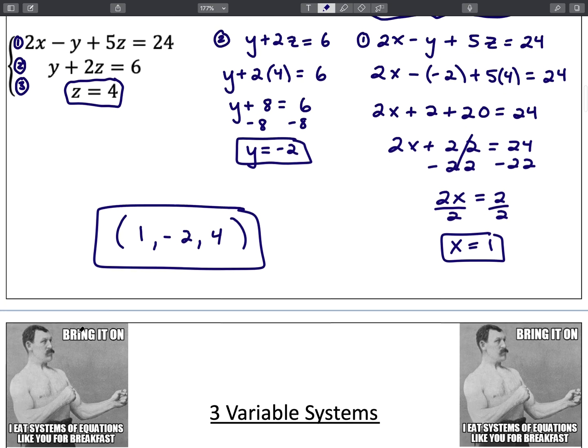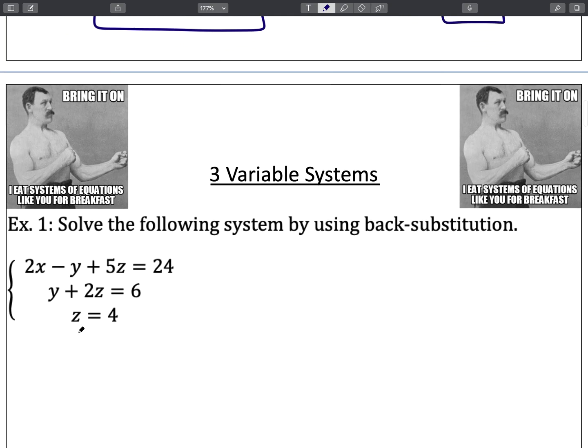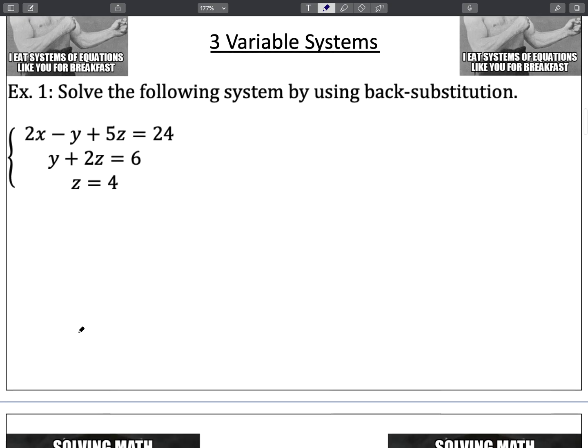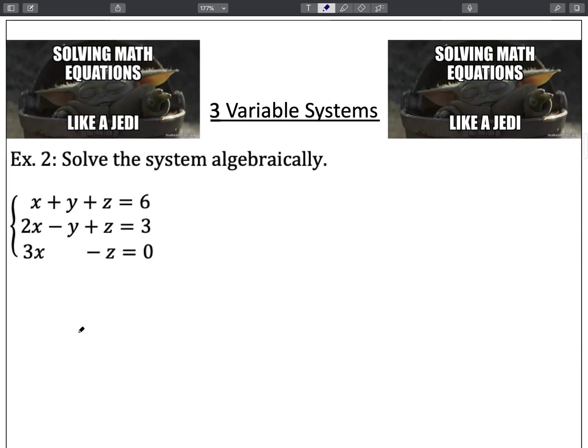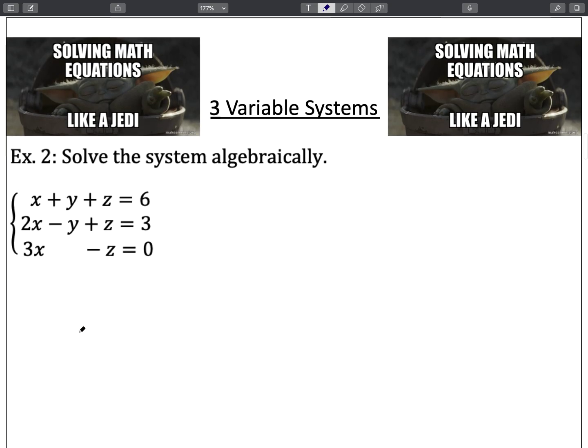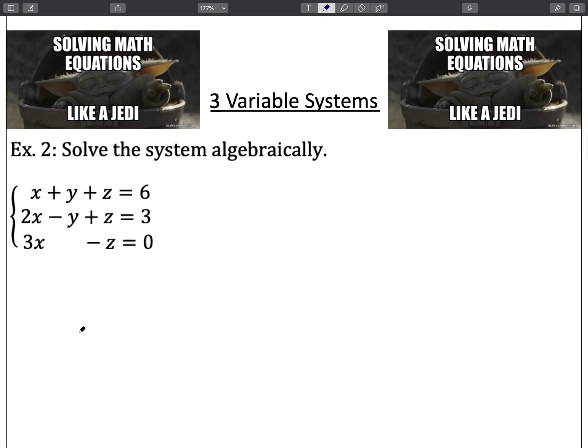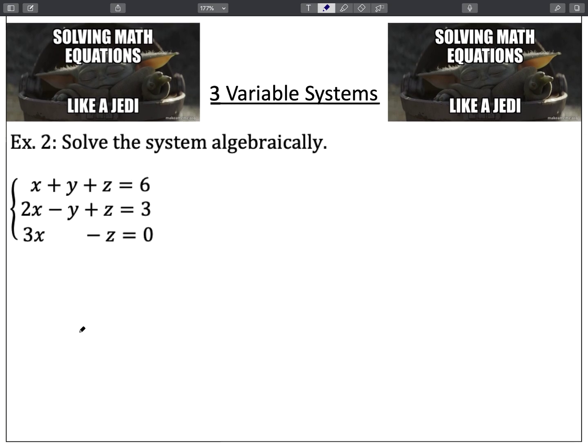Okay, so how about example 2? I give myself 2 slides just in case I need extra space. I didn't need extra space for the first one, so how about example 2? Example 2 says, can we solve the following system algebraically? So again, kind of the same way, I'm going to start by numbering. This will be my first equation, this will be my second equation, and this will be my third one. So let's see if we can do it.